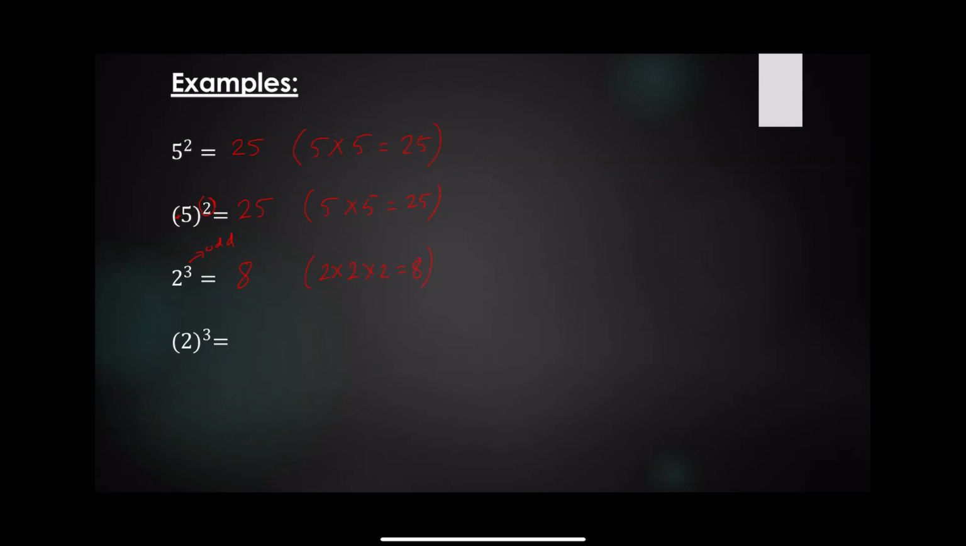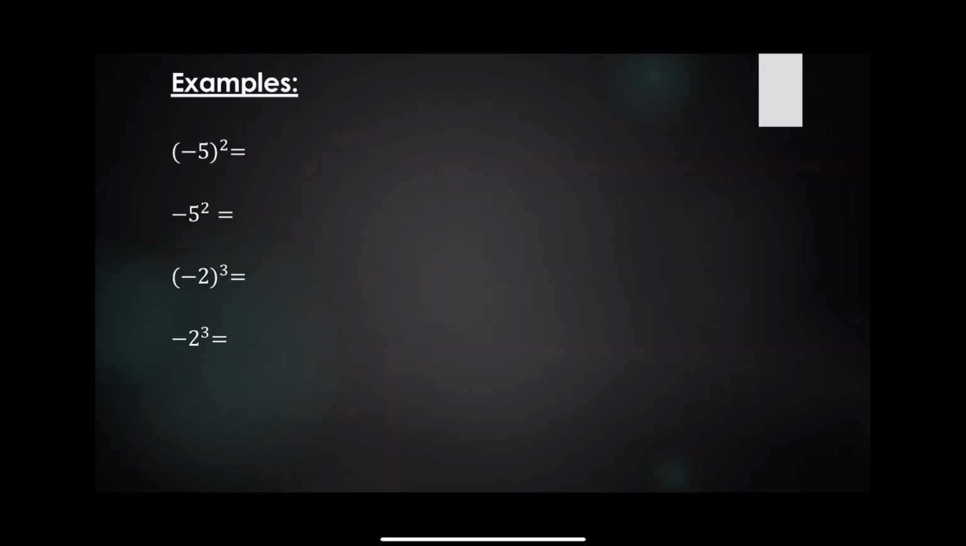And finally, still, we have 2, but between 2 brackets. 2 is positive. We don't care about the exponent. If it is even, the answer should be positive. If it is odd, the answer again should be positive. So this one is going to be 8. Why? It's again because 2 times 2 times 2 is equal to 8.